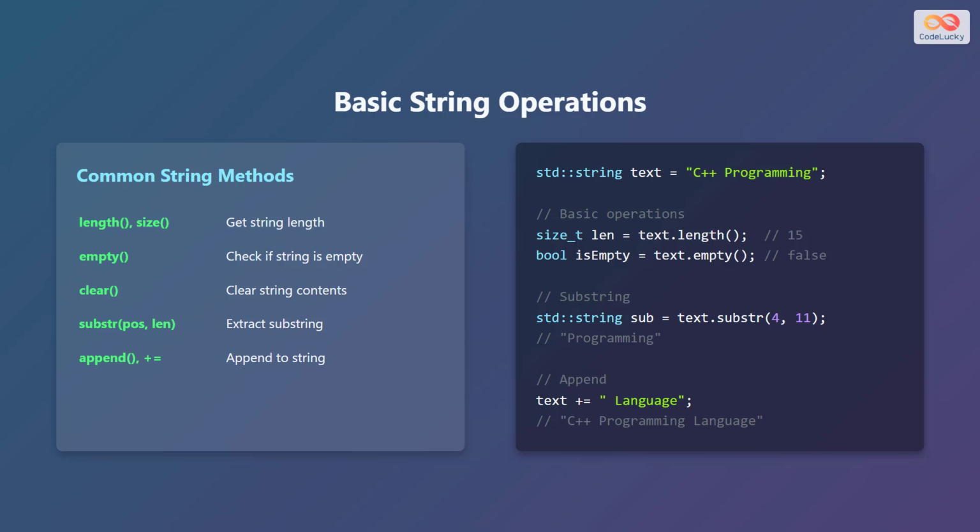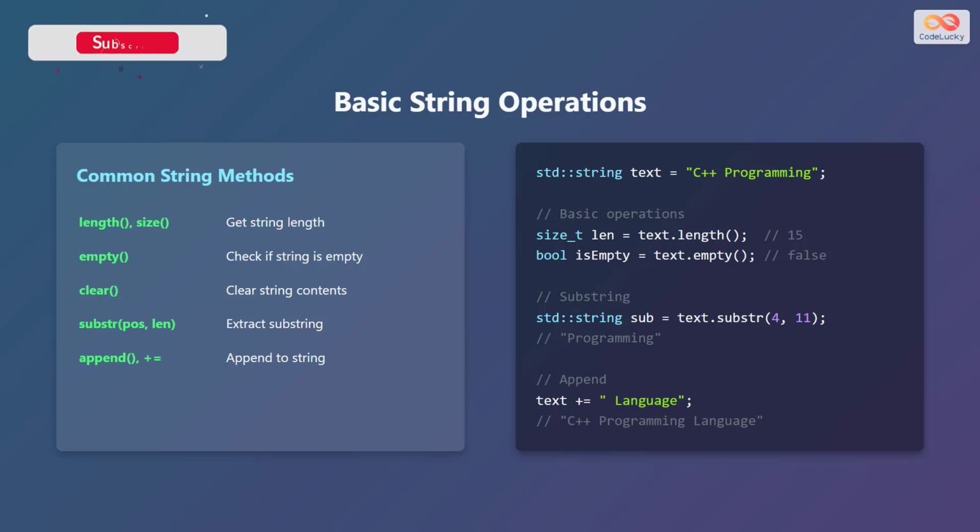Here's a code example. First, we create a string variable named text and assign it the value "C++ programming". We find the length of the string using the length method and store it in the len variable, which will be 15. We check if the string is empty using the empty method and store the result in the isEmpty variable, which will be false.